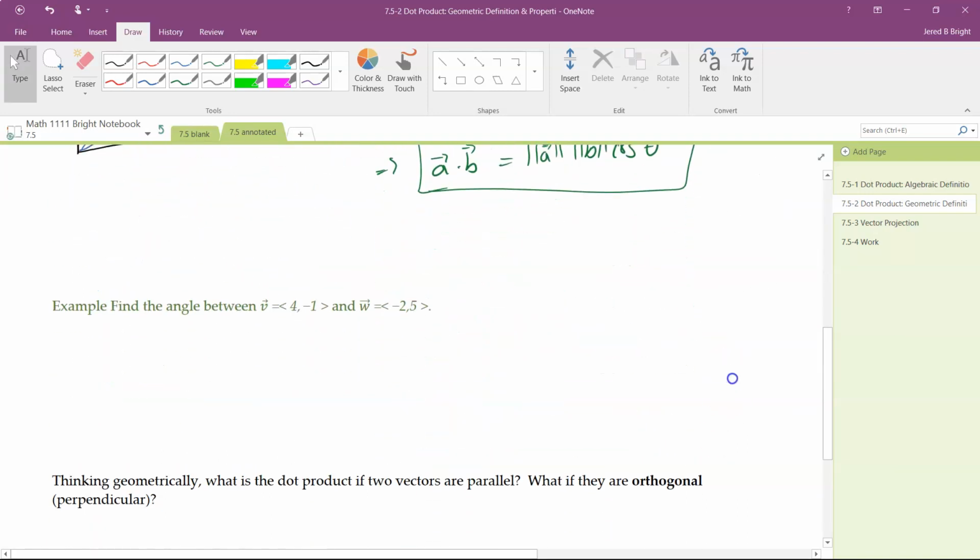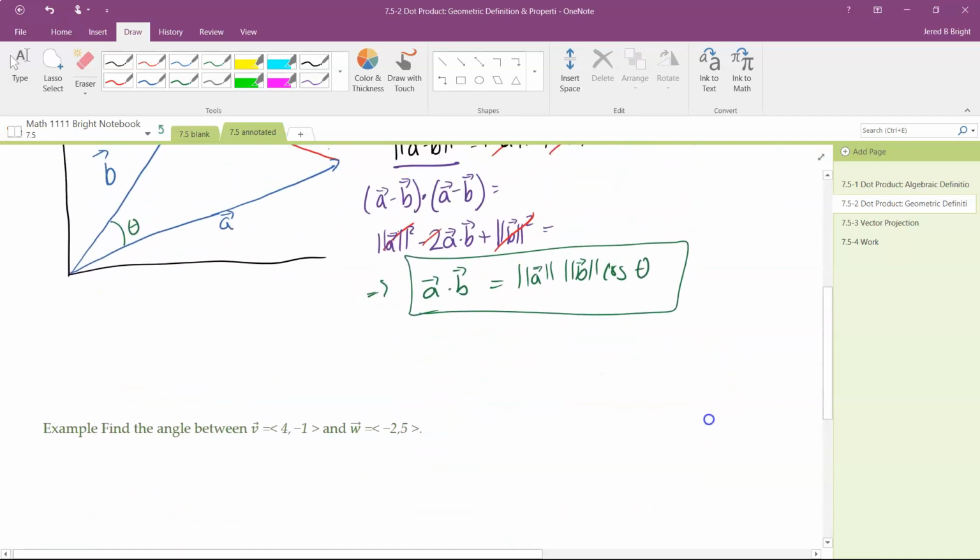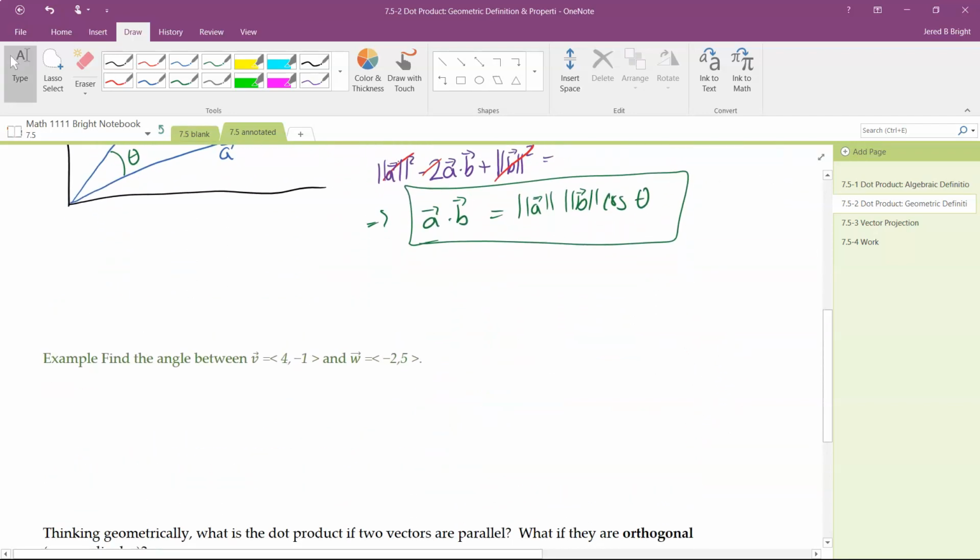Okay, so we want to use this to find the angle between these two vectors. So I want you to pause the video, try it out for yourself, try using this formula, and then resume when you're ready.